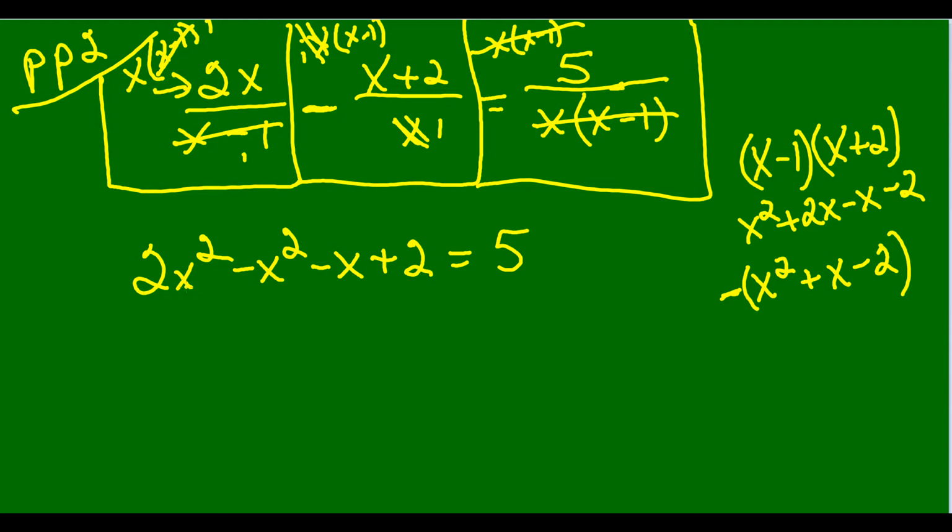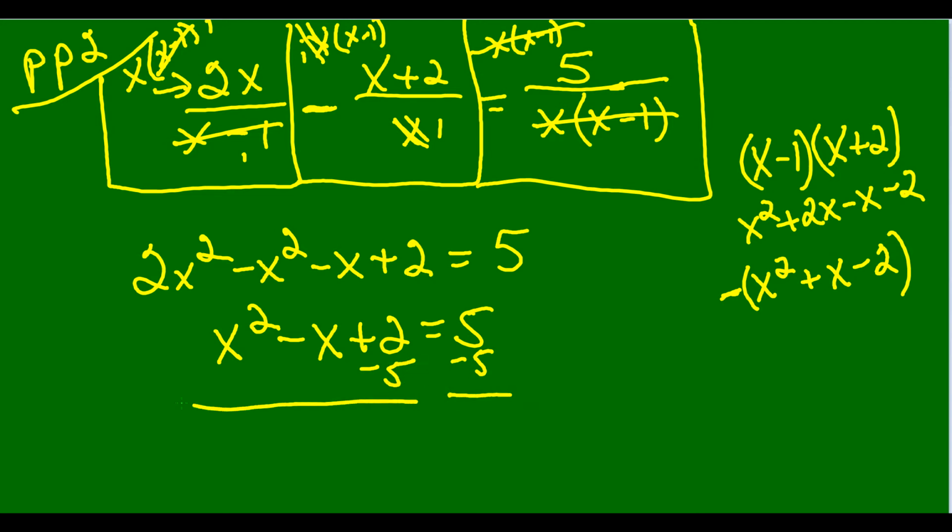All right, so now I'll go back. I'll combine my like terms. Here I'm going to have 2x squared minus x squared is x squared minus x plus 2 equals 5. Here's my quadratic equation indicator, the x to the second power, which means I have to get the equation equal to 0. So I'm going to subtract 5 from both sides, as such. And I've got x squared minus x minus 3 equals 0.